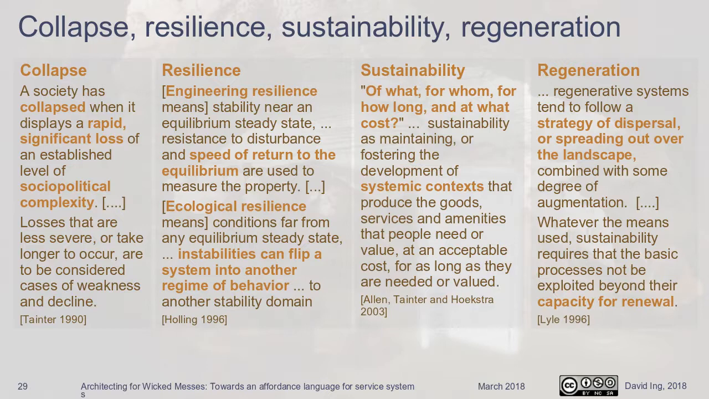We talk about the fishing stocks in the Atlantic having collapsed. Well, what does that mean? That means that we're overfishing, and there aren't enough young fish so that they can breed and produce more fish. So that's a collapse. The system is dying. So a collapse displays a rapid and significant loss of socio-political complexity.